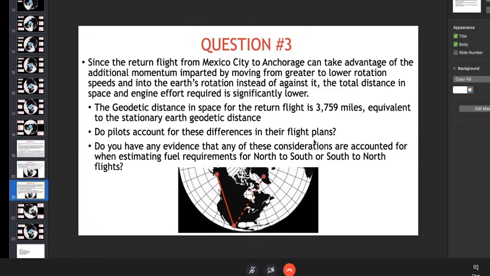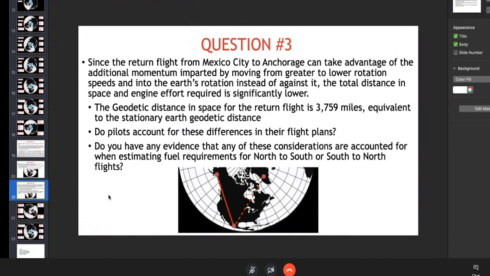Meaning, do they account for the fuel requirement differences from going south to north and the distance that they travel through space and the increase in power that is required for them to gain momentum? Does anybody have any evidence that any of these considerations are accounted for when estimating fuel requirements for north to south or south to north flights?